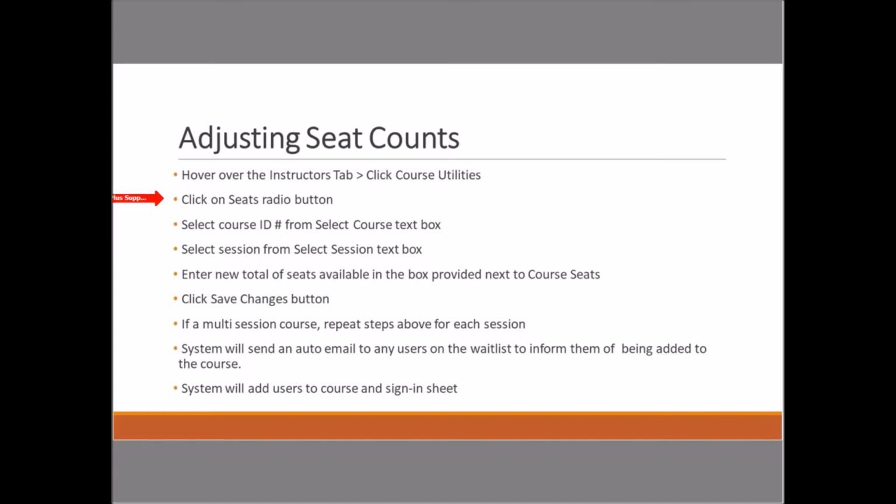So if I have a class that's got a wait list and I want to add seats so that I can move those people in from the wait list, by using the course utilities, the system automatically moves the people in and sends out an email letting them know, and it adjusts and does the math. So I walk them through that. And I also remind them, if it is a multiple session class, you need to repeat the steps for each session that you want to add seats to.